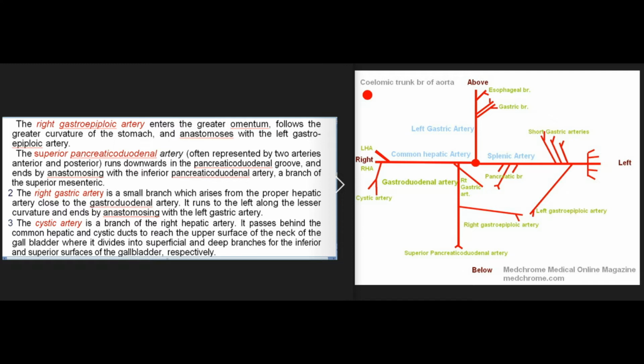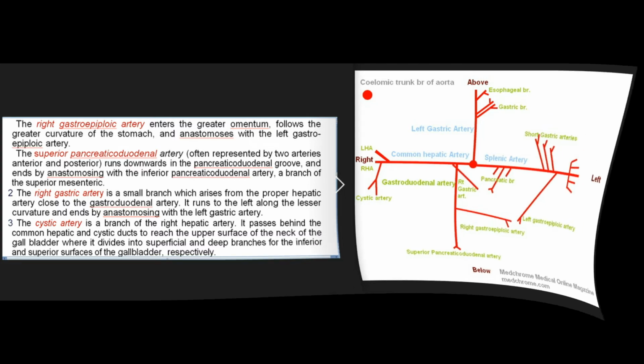2. The right gastric artery is a small branch which arises from the proper hepatic artery close to the gastroduodenal artery. It runs to the left along the lesser curvature and ends by anastomosing with the left gastric artery. 3. The cystic artery is a branch of the right hepatic artery. It passes behind the common hepatic and cystic ducts to reach the upper surface of the neck of the gallbladder, where it divides into superficial and deep branches for the inferior and superior surfaces of the gallbladder, respectively.